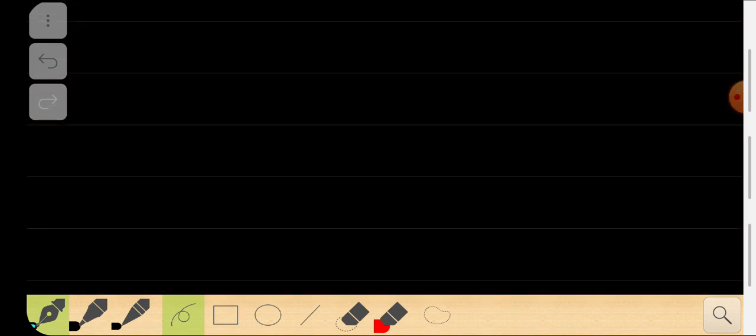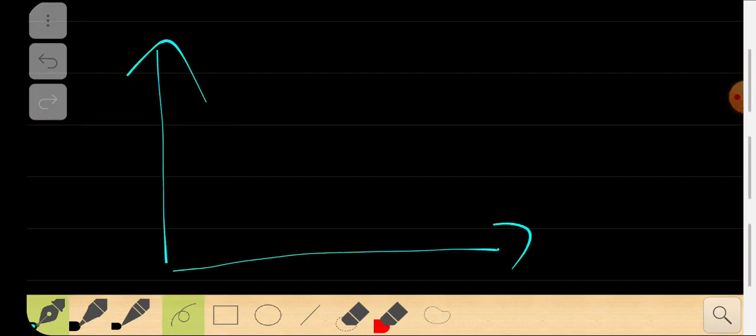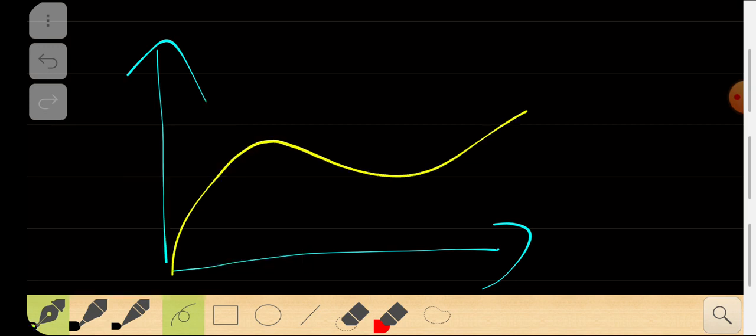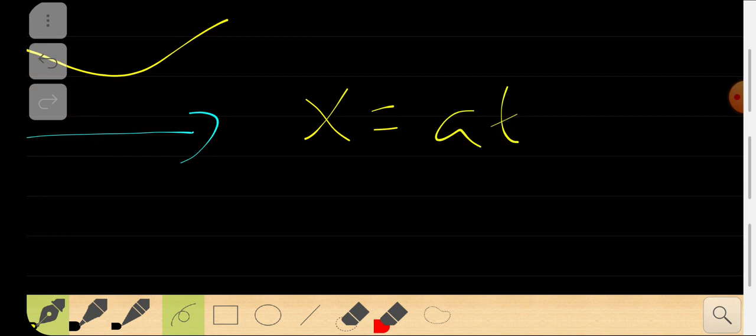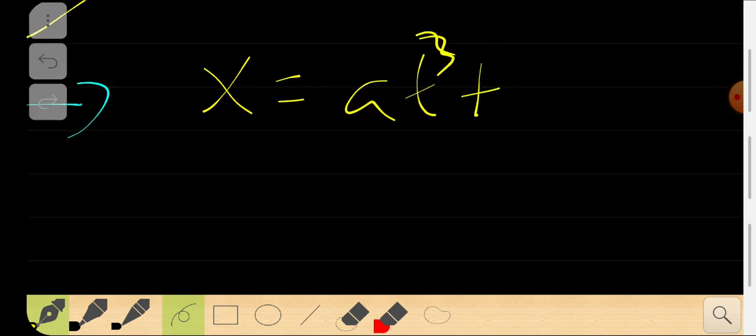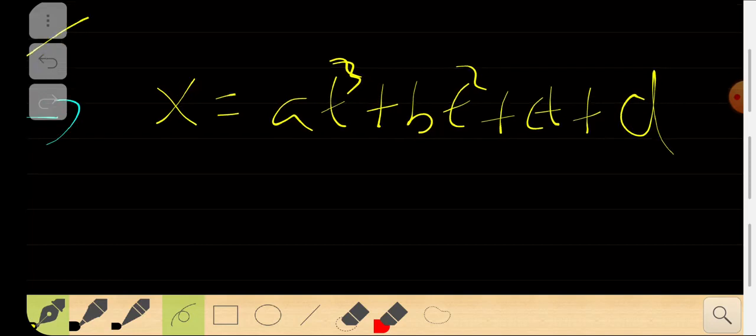Now, getting back to our plot, it was something that looked like this. It was starting from the origin, and it went like that. So this plot can have the equation, let's say, x equal to a t cubed plus b t squared plus c t plus d. That's the basic equation it can have in our plot.